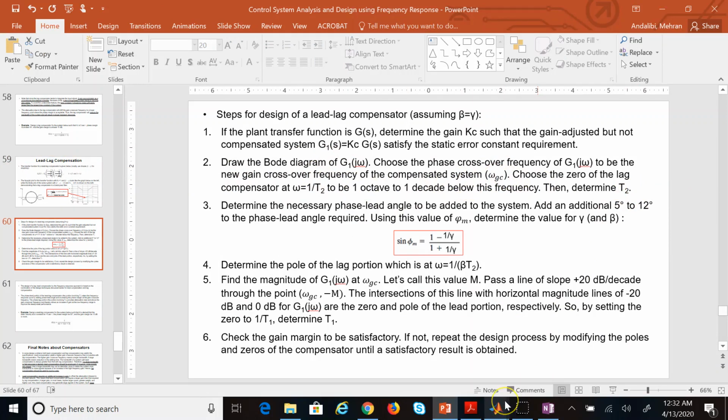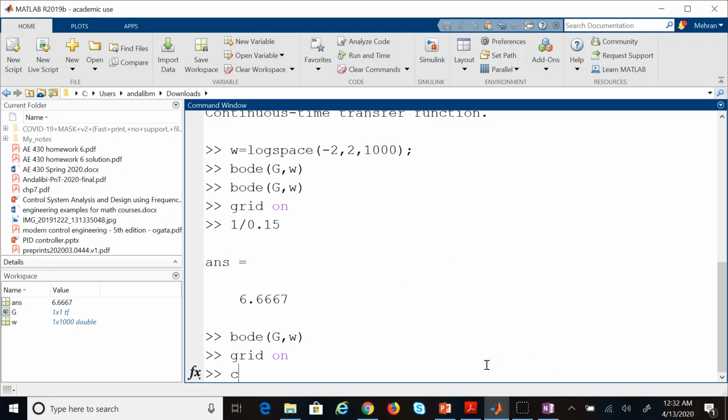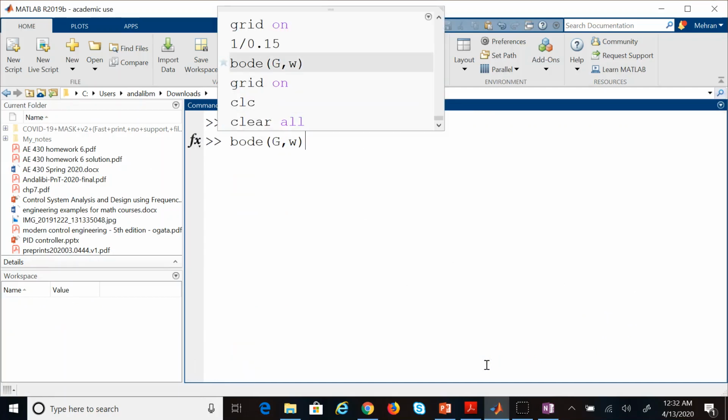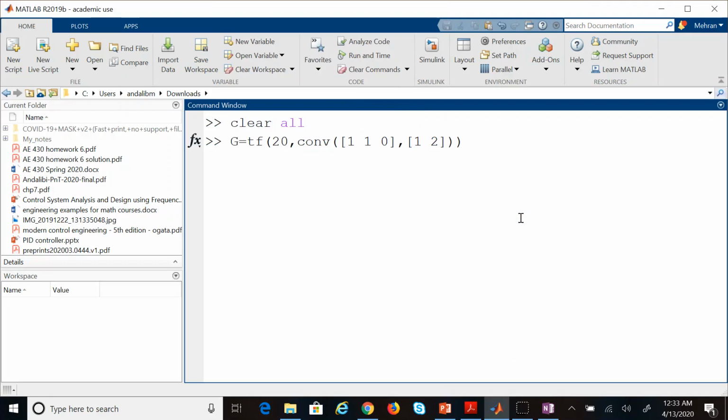So let's do it step by step. So first thing we do, let me do it again from scratch for you here. We first determine the transfer function. This is our transfer function with the gain of 20, Kc.